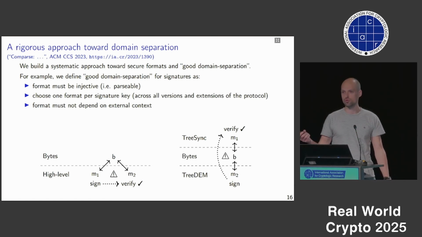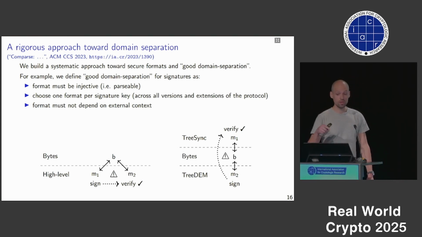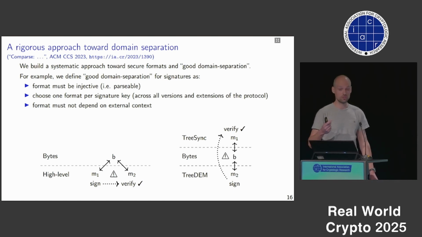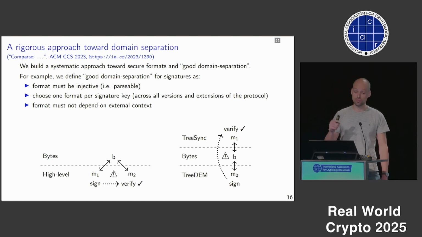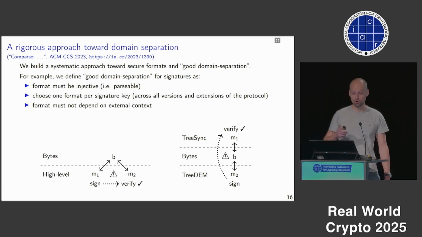You can take a signature done with one format to forge a signature done with another format. And if your signature key will be used in future versions and extensions of your protocol, you must make sure that this property stays true, and you must design your format in a forward compatible way.